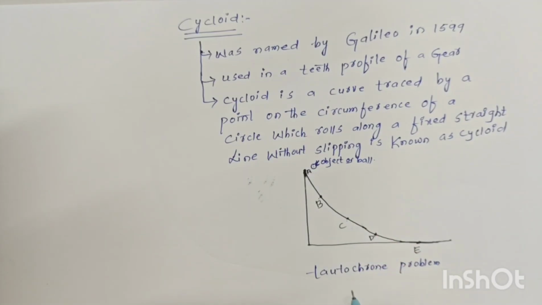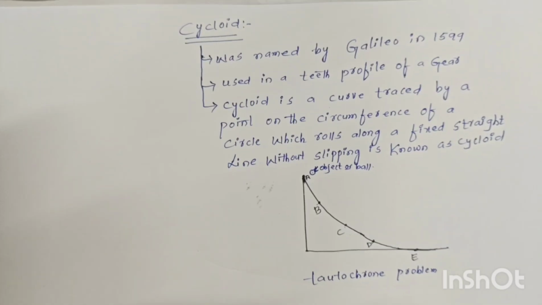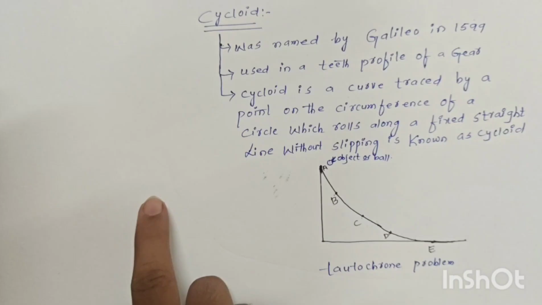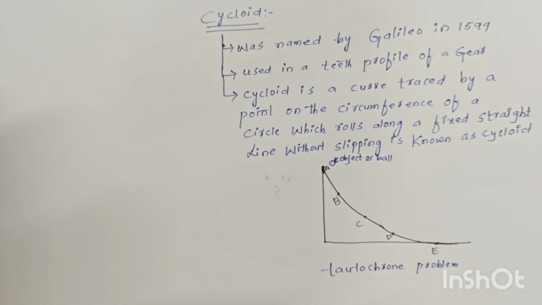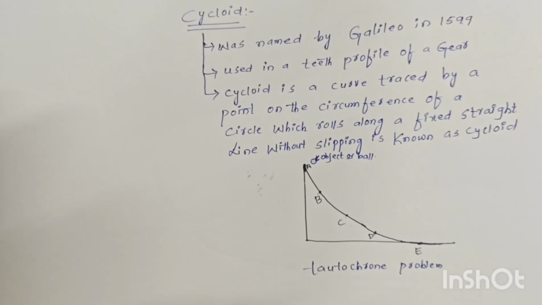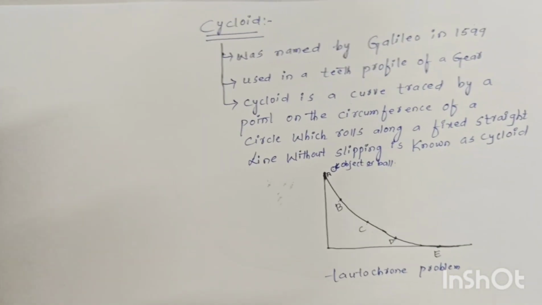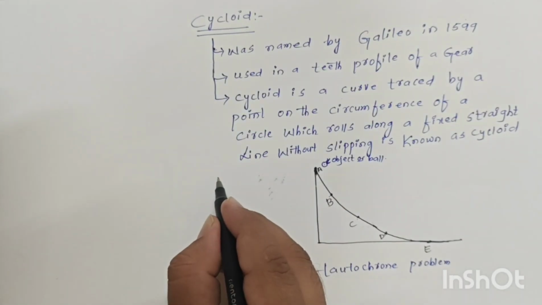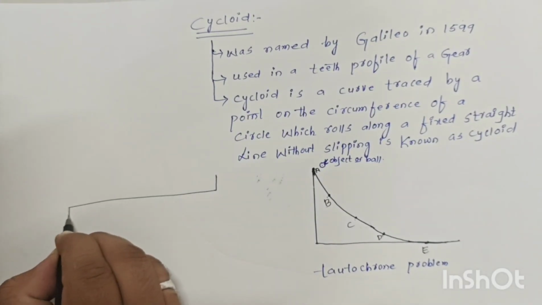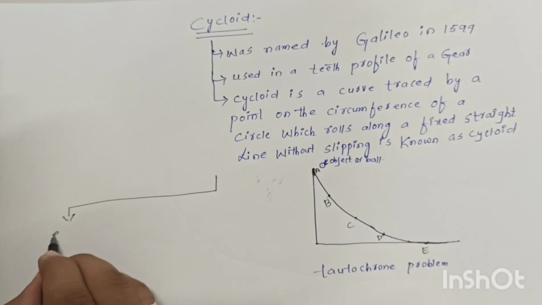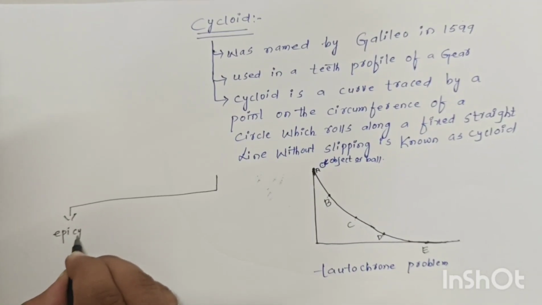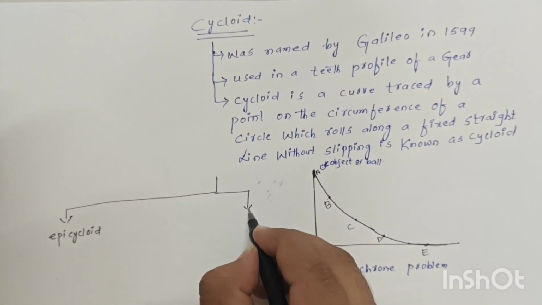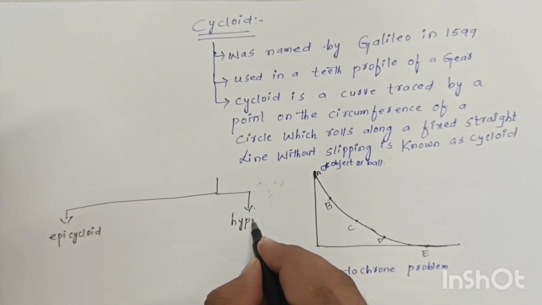Is it right? Then again, this cycloid is broadly classified into two types. First one is the epicycloid, another one is the hypocycloid. The first one is epicycloid. The second one is hypocycloid.